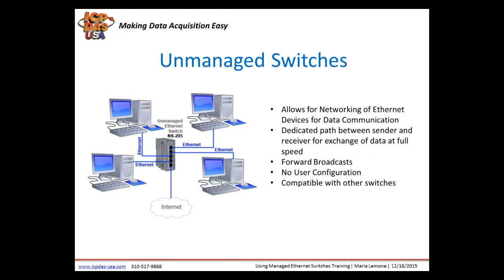Unmanaged Ethernet switches allow Ethernet devices to communicate with each other. They allow for networking of Ethernet devices like computers, programmable controllers, and data acquisition modules together for data communication. Unmanaged switches allow for full bandwidth communication between a sender and a receiver. Ethernet switches like NS205 allow 2 computers in the network to communicate with each other at up to 100 megabits per second. Unmanaged Ethernet switches have no user configuration and are plug-and-play devices. Slower switches can be networked together with higher speed switches, but can only communicate as fast as their specifications allow.